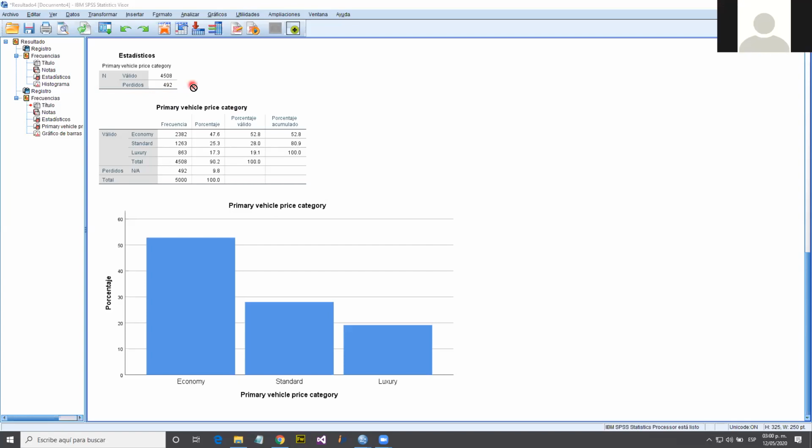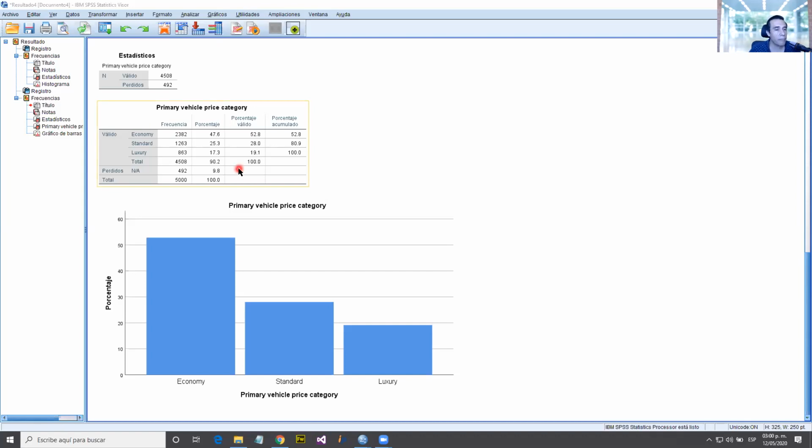So those 492 people answered something different. Maybe it was a mistake, or maybe they didn't answer. So they did not choose economy, standard, or luxury. No, none of them. So this means that we cannot analyze them, okay? So we have 492 lost values. So now we are going to analyze the table, this table right here.